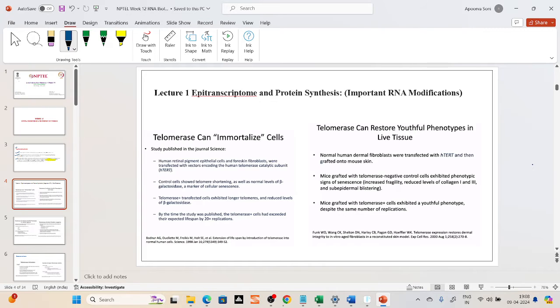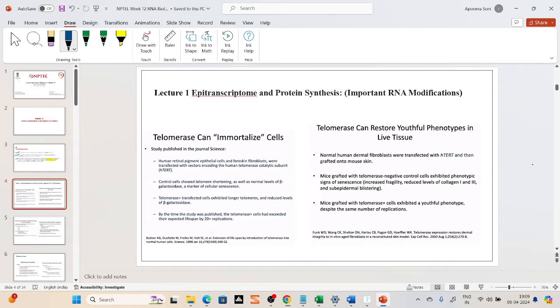Okay, so that means telomerase is immortalizing the cells. Telomerase can restore youthful phenotype in live tissue. Again, the logic remains the same. How can it restore the youthful phenotype? Because it is not letting the cells die. Why do our cells age?